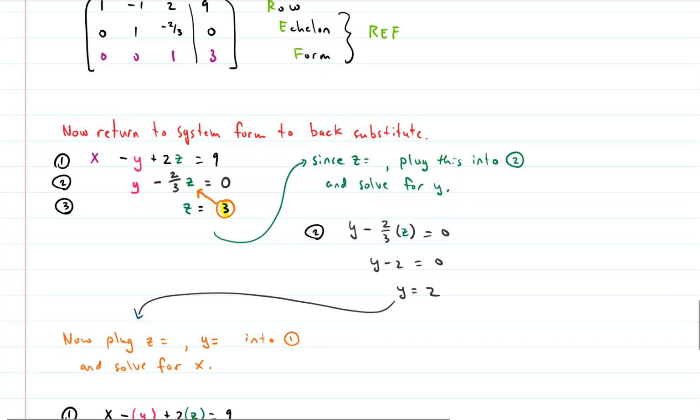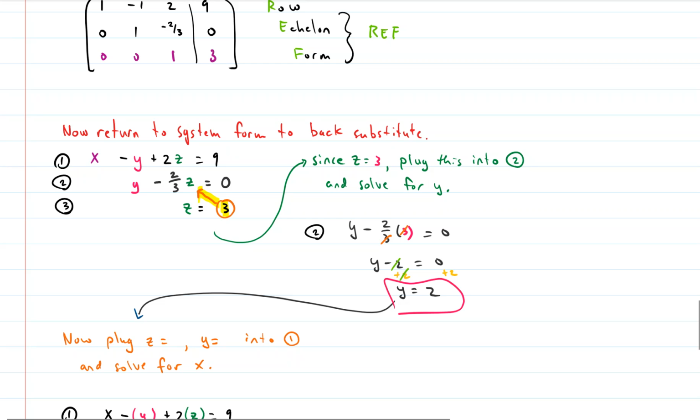If we plug that back into equation 2, we can solve for y. So let's do it. We know that z equals 3. If we plug that into equation 2 and solve for y, then this little z right there is going to be 3. And the 3s cancel. So we get y minus 2 equals 0. Add 2 to both sides, and we get y equals 2.